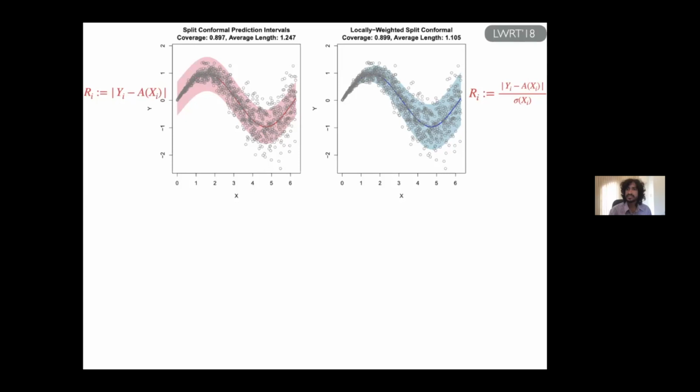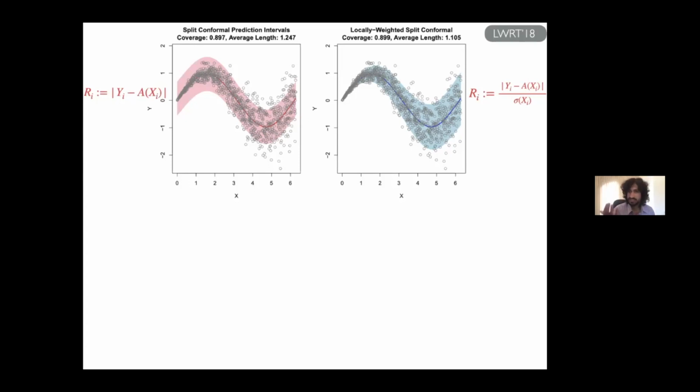On the right, you now learn two functions on the first half of the data. You learn A, which is the conditional mean. You also learn sigma, which is like a conditional variance. So you learn two functions on the first half of the data, and you define your residual to be yi minus a of xi divided by sigma of xi.